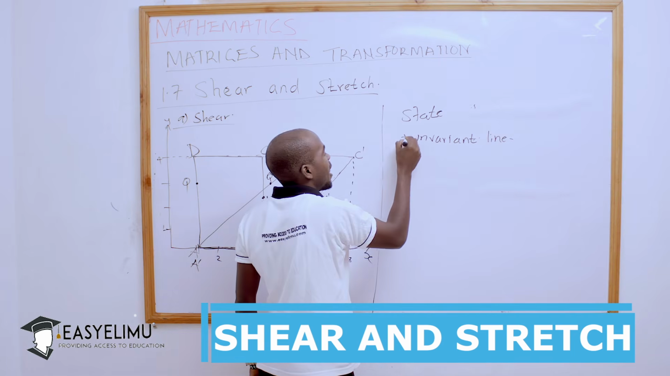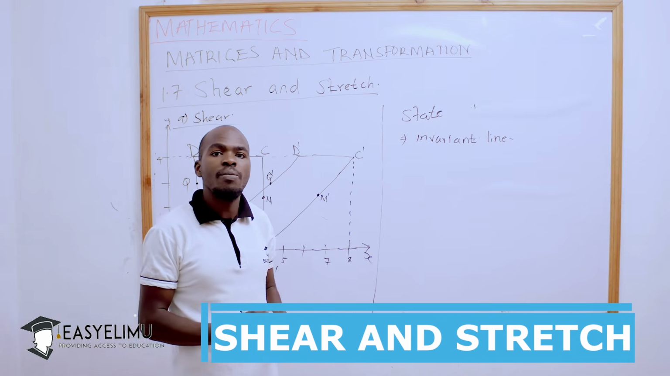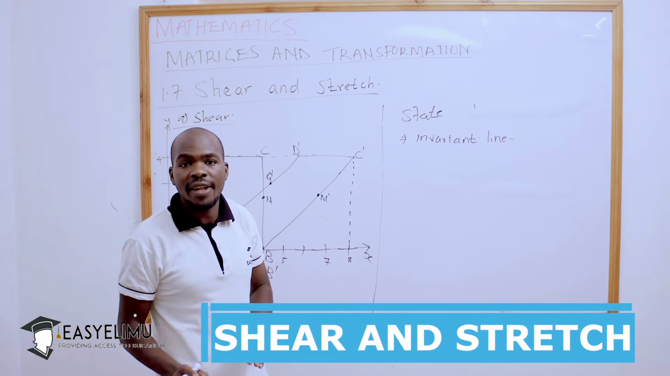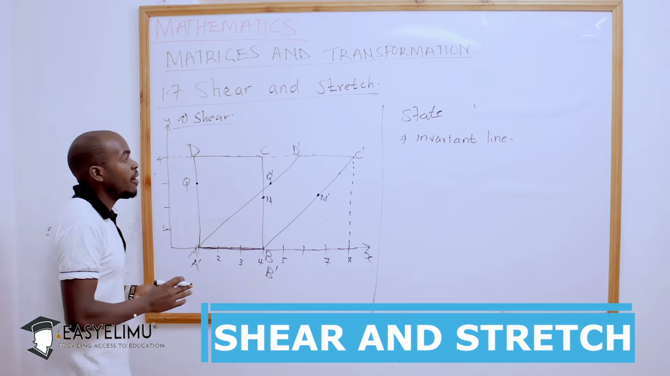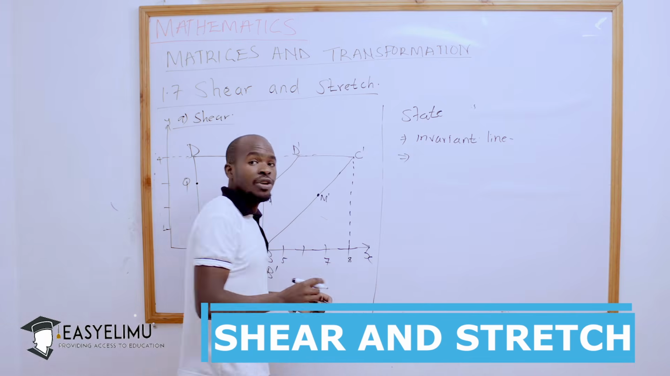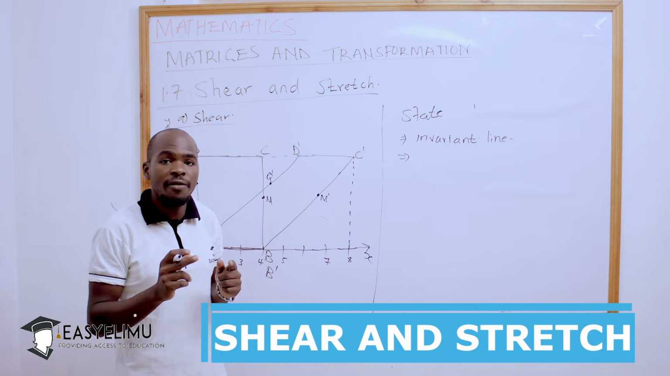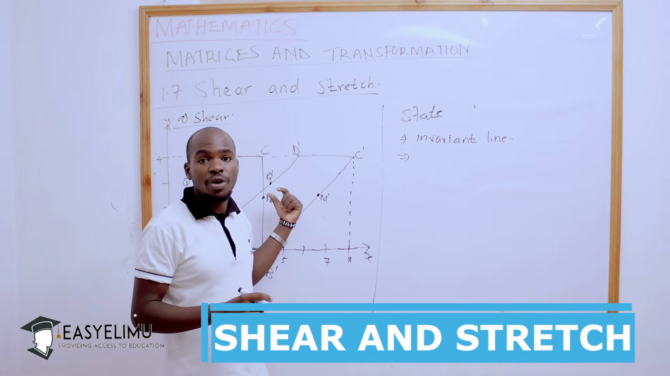The invariant line may be on the y-axis, maybe on the x-axis, or maybe in the middle, but it may be identified as the x or y line. So you have to state the invariant line. After stating the invariant line, you also state one of the points which is not on the invariant line and varies from one point to another.